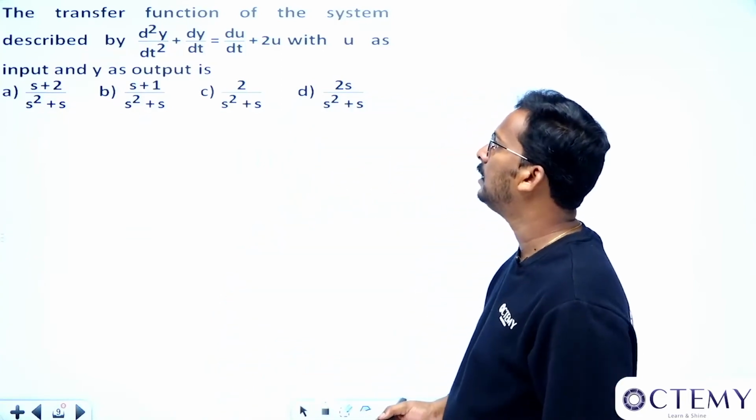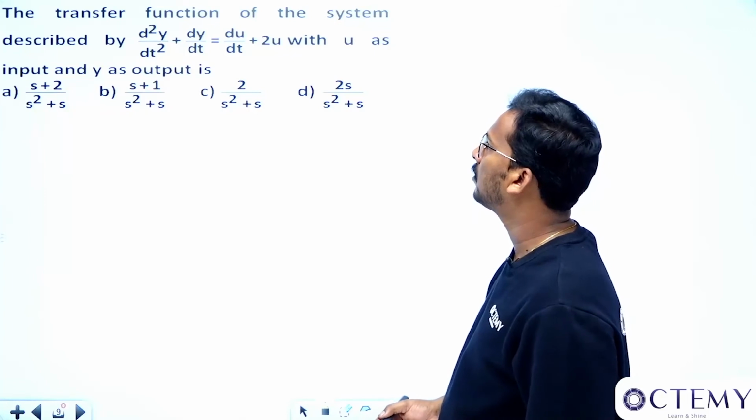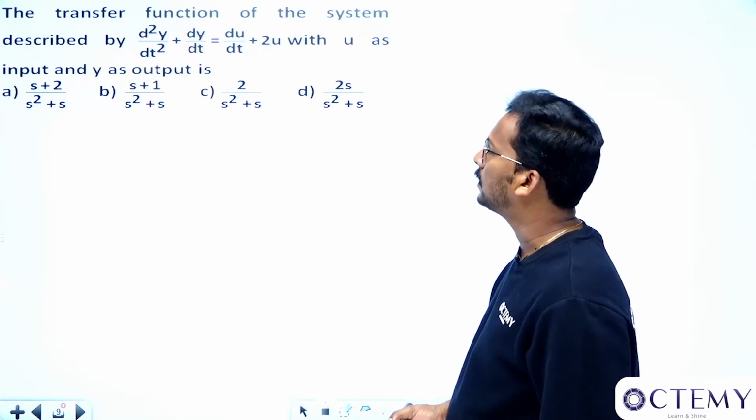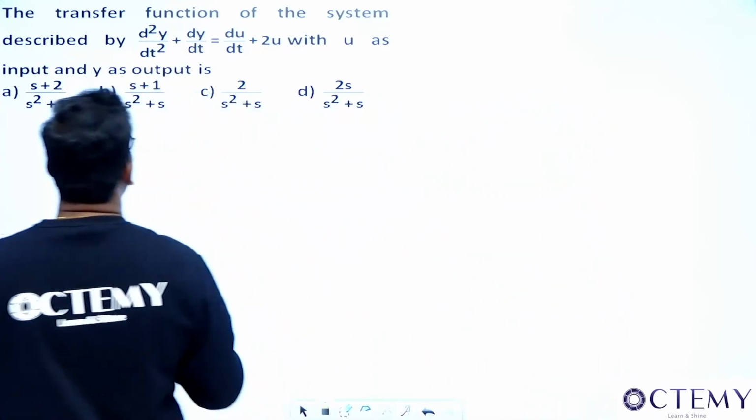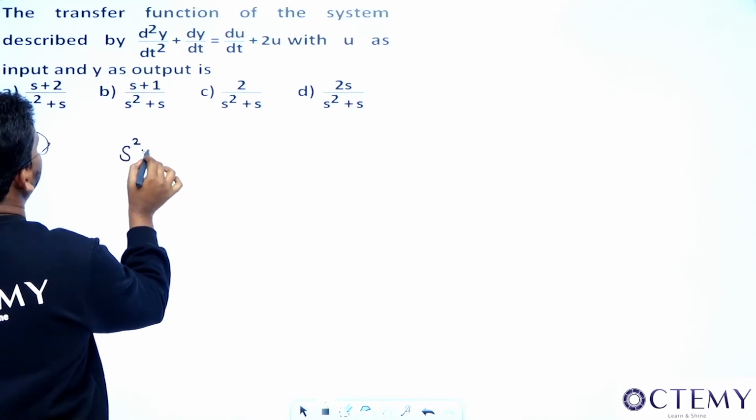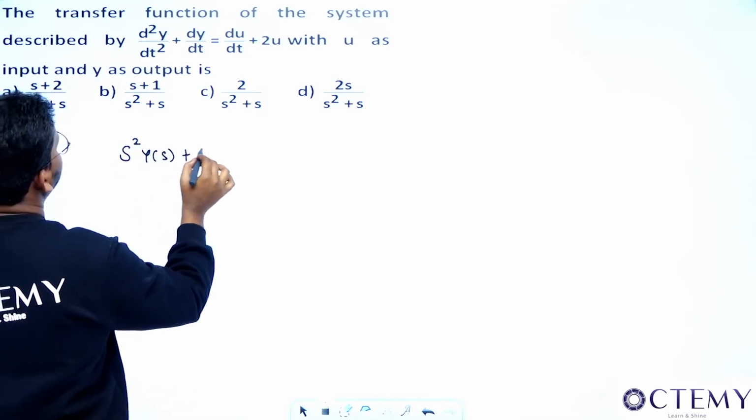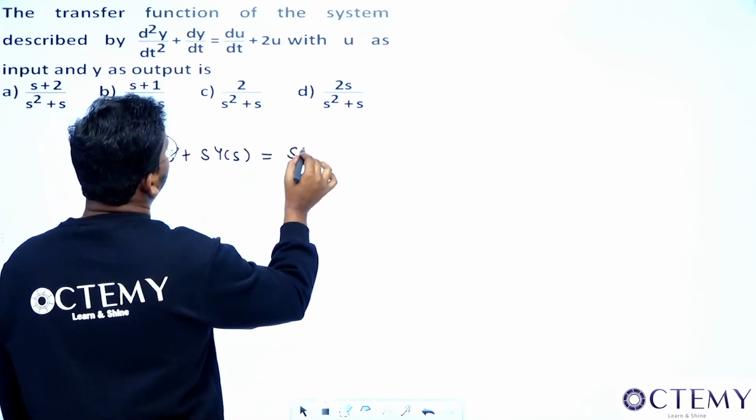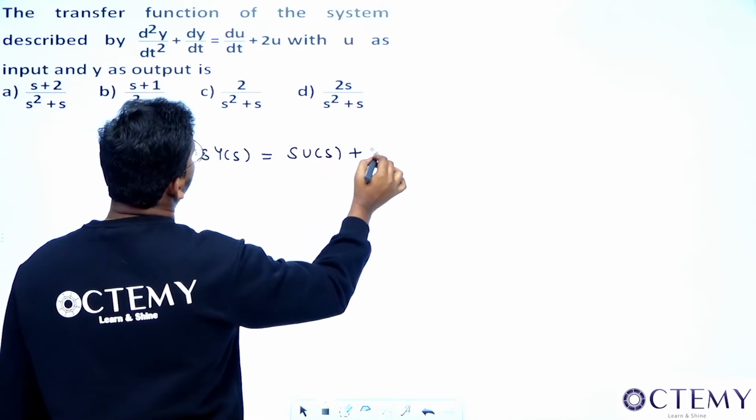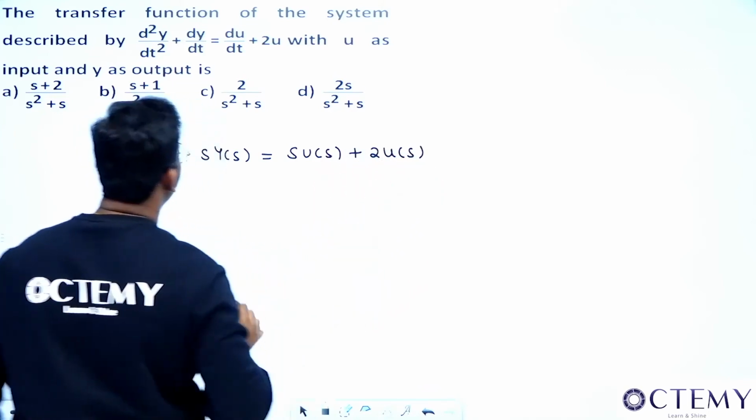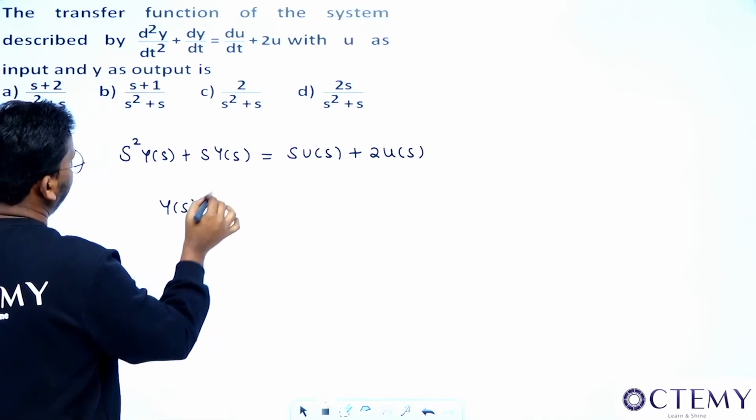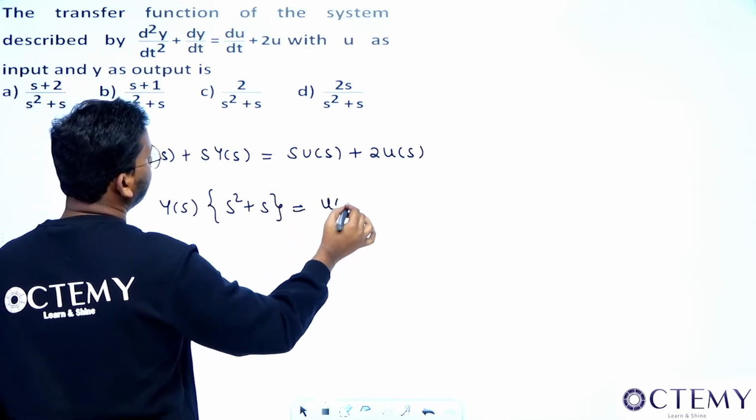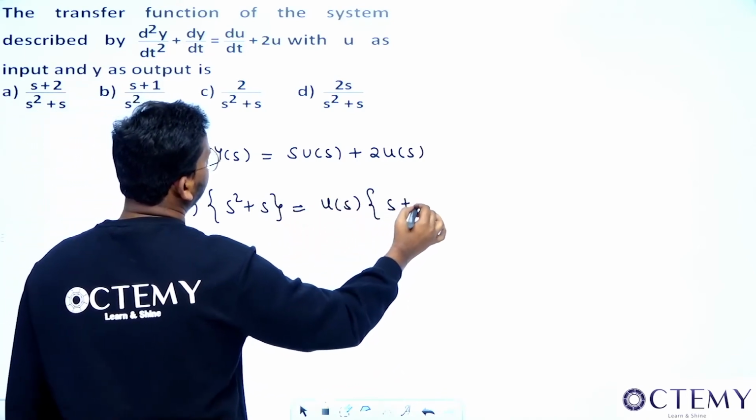The next question says that the transfer function of the system described by d²y/dt² + dy/dt = du/dt + 2u, where u is the input and y is the output, is... very simple question, right? Apply Laplace, so that will become s²Y(s) + sY(s) = sU(s) + 2U(s). So this would become Y(s) into (s² + s) common, and this should become U(s) into (s + 2).